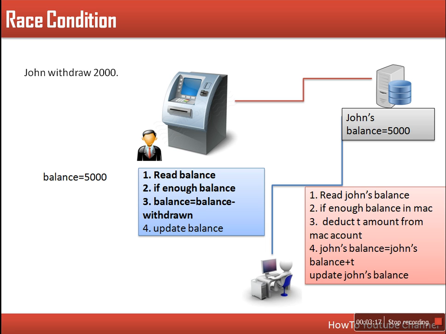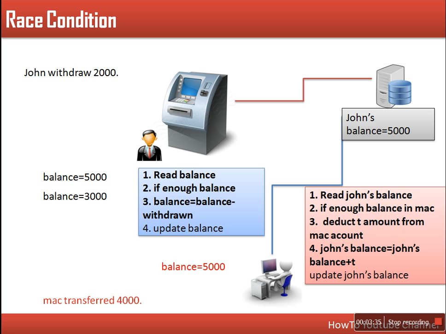Meanwhile, when the ATM machine has executed these three steps, this other code is also executed. It also reads a value from the server, and the balance it reads is 5,000. Now Mac wants to transfer 4,000 to John's account, and let's say Mac has more than 4,000. So that 4,000 will be deducted from Mac's account and deposited to John's account. So the balance of John now becomes 9,000.